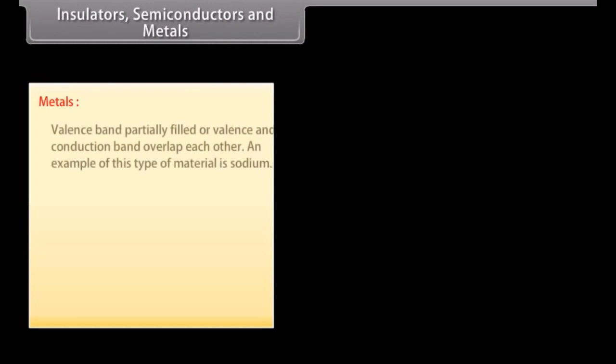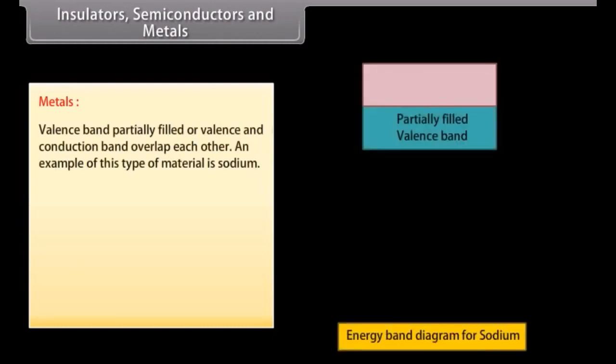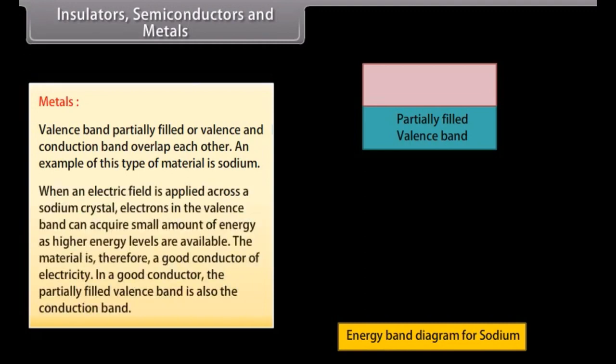Metals. Valence band partially filled, or valence and conduction band overlap each other. An example of this type of material is sodium. When an electric field is applied across a sodium crystal, electrons in the valence band can acquire a small amount of energy as higher energy levels are available. The material is, therefore, a good conductor of electricity. In a good conductor, the partially filled valence band is also the conduction band.